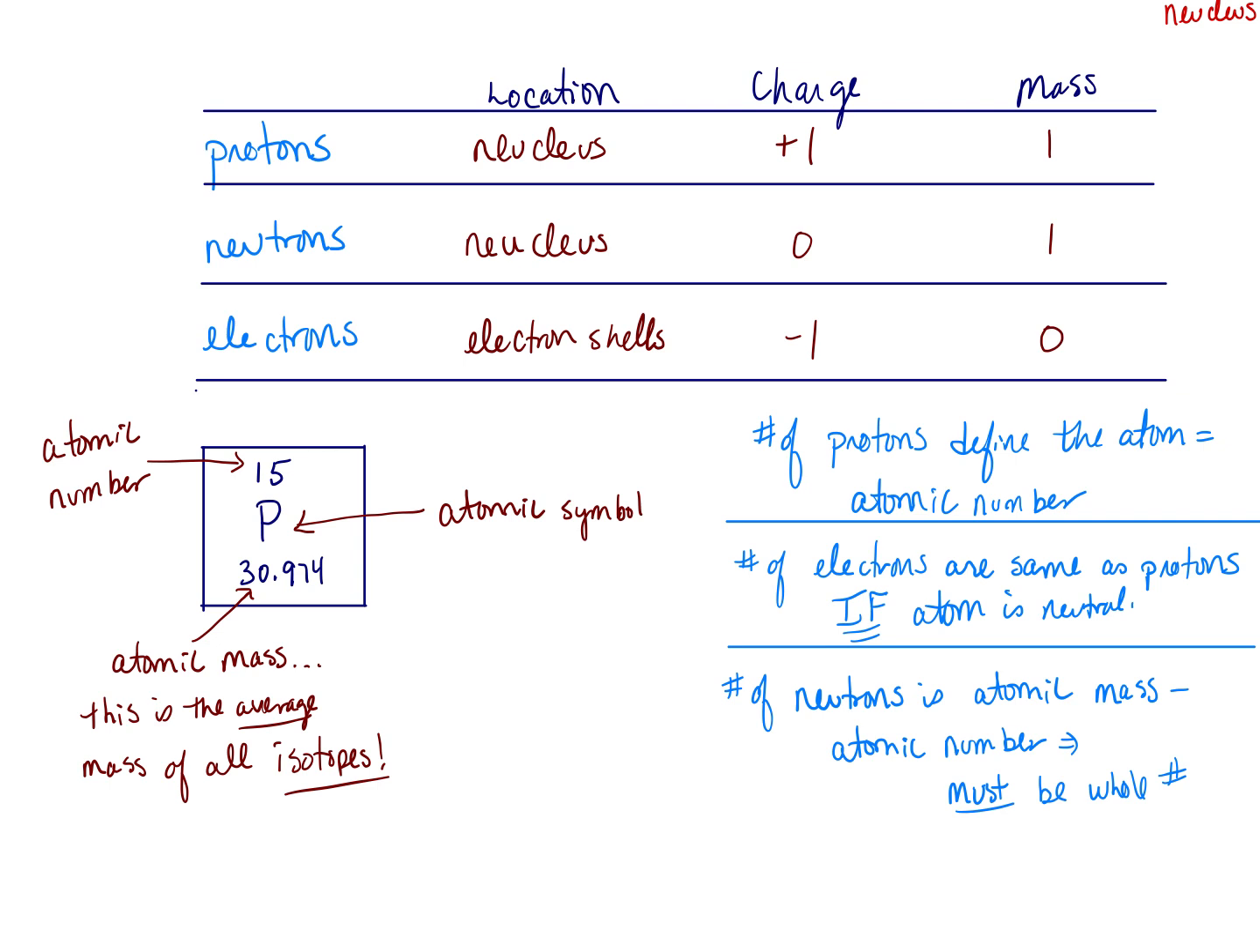Electrons have a mass of 0, but that's in relation to the mass of what we consider to be a neutron and a proton being about the same. So actually, I believe that an electron is 1/1800th of the mass of a proton or a neutron. So we consider that negligible, very small in comparison to the other two. So that's something to keep in mind there. Protons and neutrons, as we just said, are found inside the nucleus, and electrons are in the electron shells.